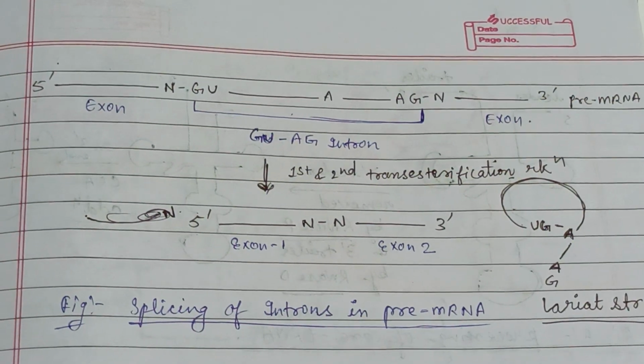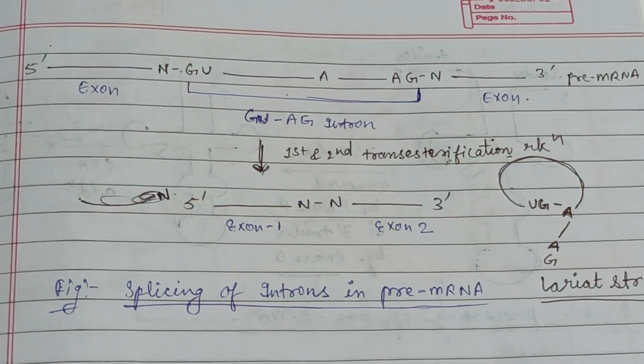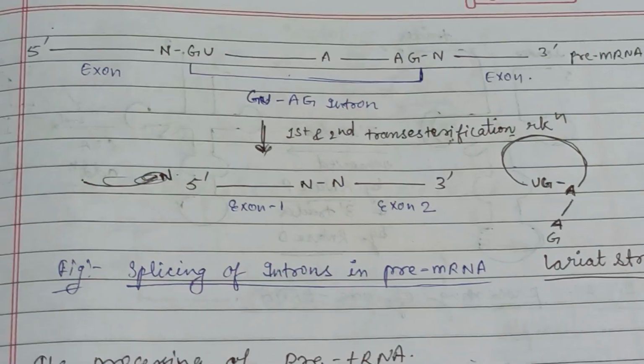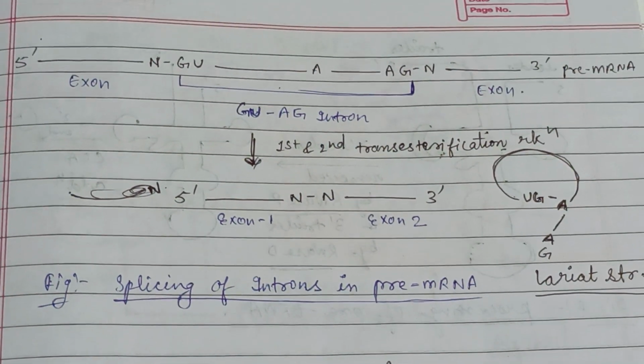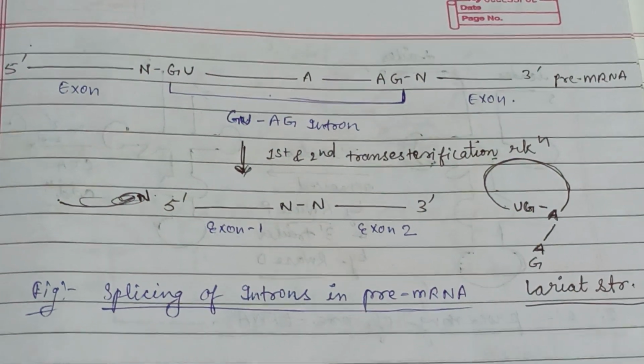In this figure, there are exon and intron sites, and the exons are joined by the splicing out of the introns. There are steps like the first and second transesterification reactions, which form the splicing of the intron in the pre-mRNA and produce the mature mRNA.